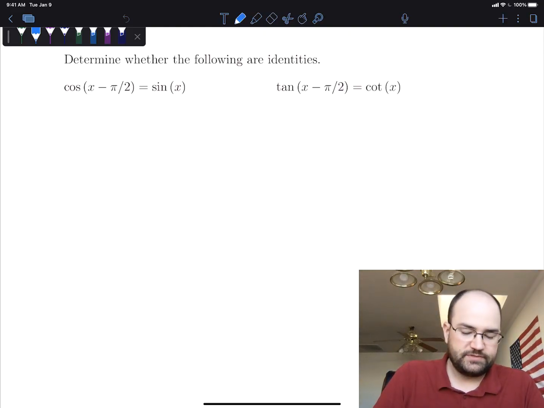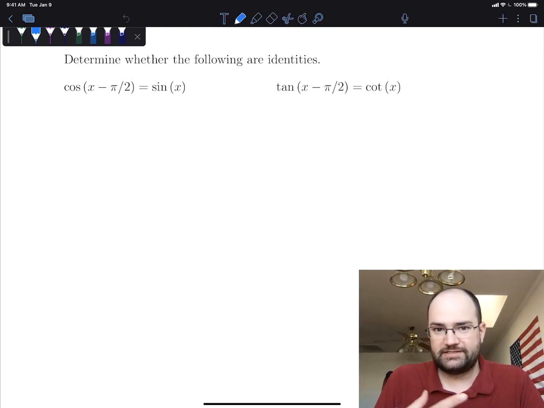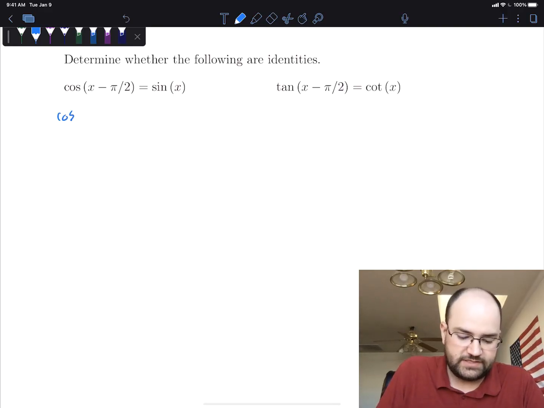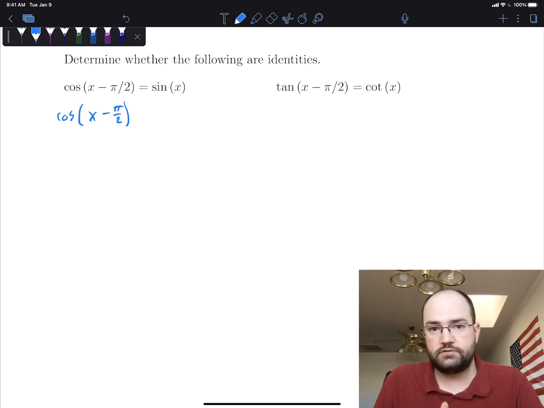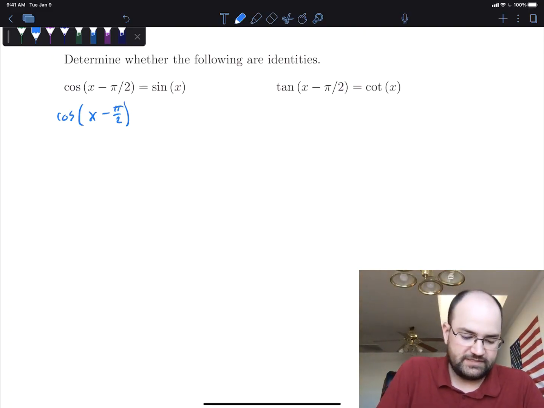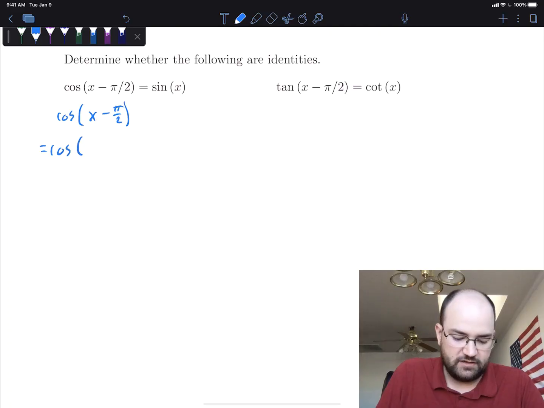So what I'm going to do is start out with the side that has the minus on it. For the first one, I'm going to begin with the cosine of x minus pi over 2. It's very close to the cofunction identity, but notice that the x and pi over 2 are switched from each other. So what I can do is factor out a negative from both of those, which makes this cosine of negative, and then parentheses, negative x plus pi over 2.